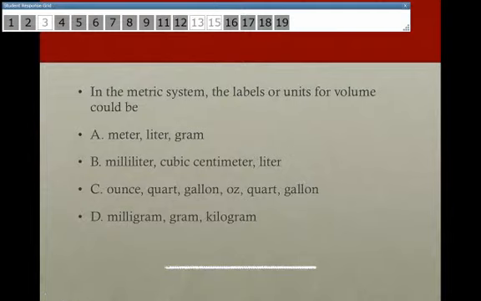Metric units for volume. To be metric, they all need to be metric for volume.